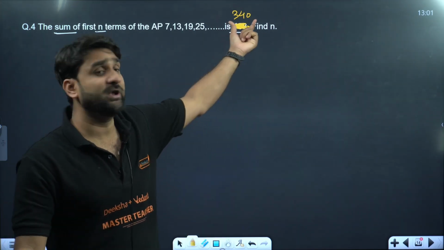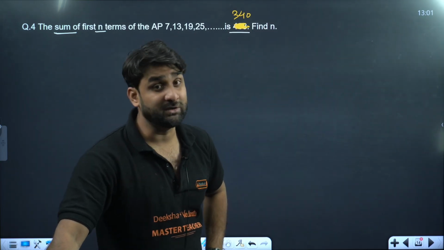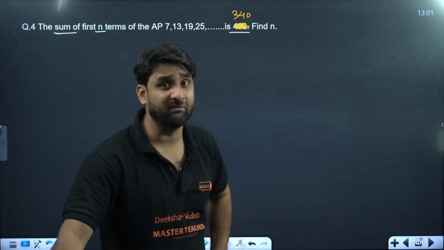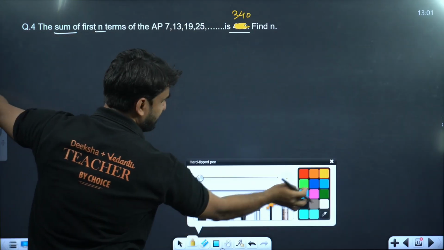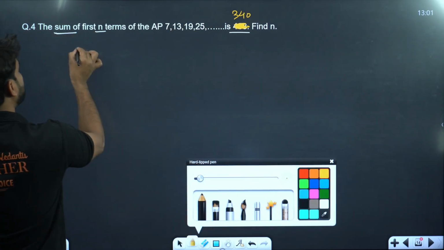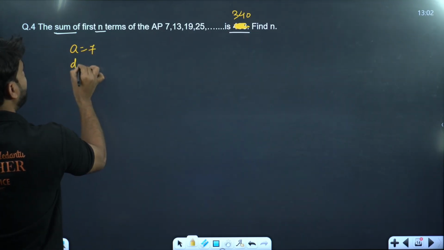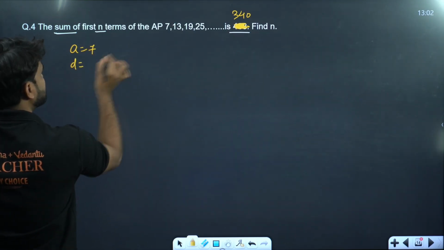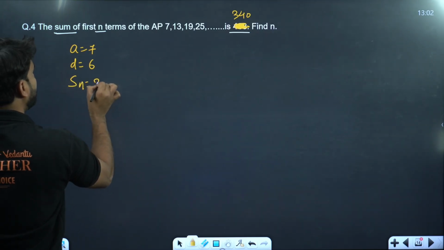The sum is already given to you. Then what will be the number of terms? This is the question. But the formula will remain the same. The same formula will be used. So let's write the information given here. The first term is 7. The common difference will be 13 minus 7, that will be 6. The sum of n terms is already given, 340.